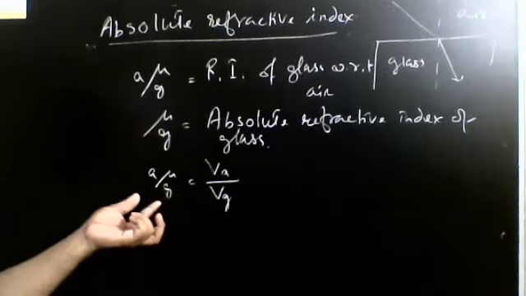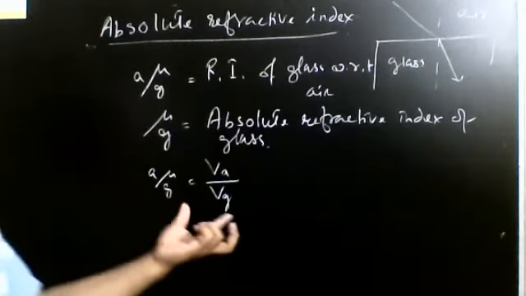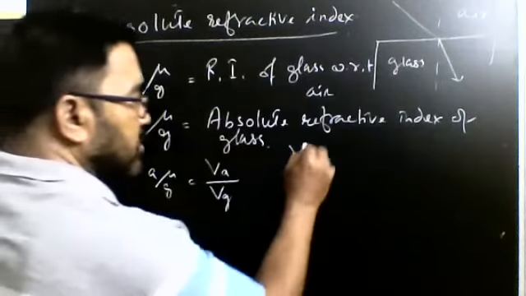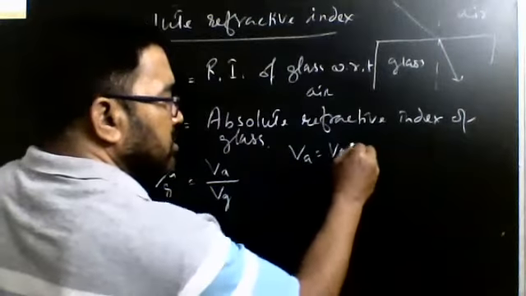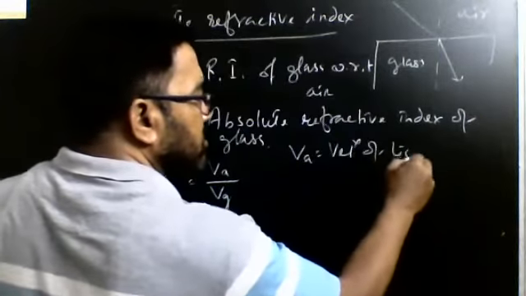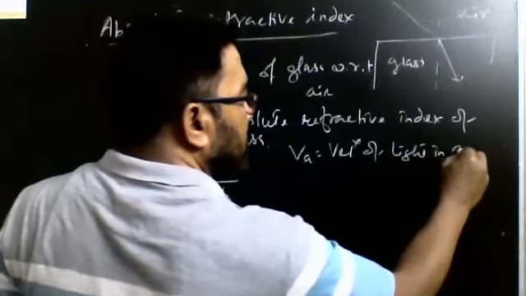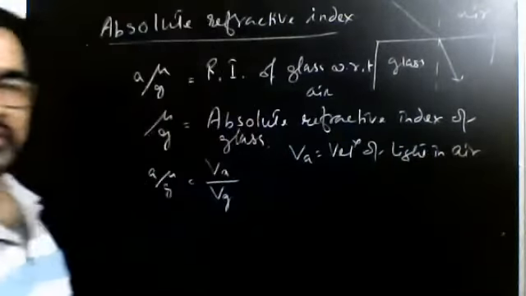So this is another definition. What is v a? Velocity of light in air, or in vacuum.